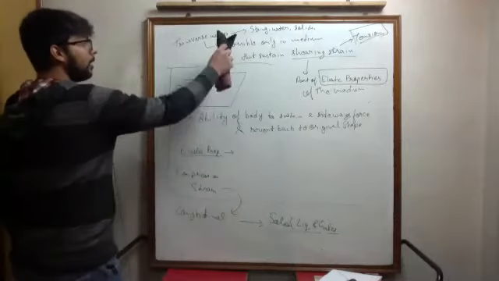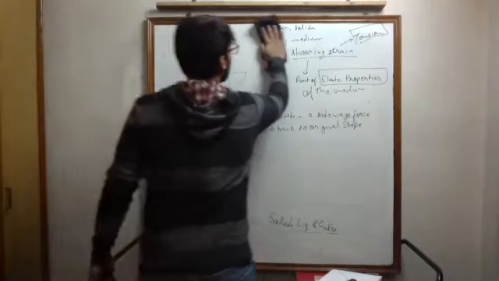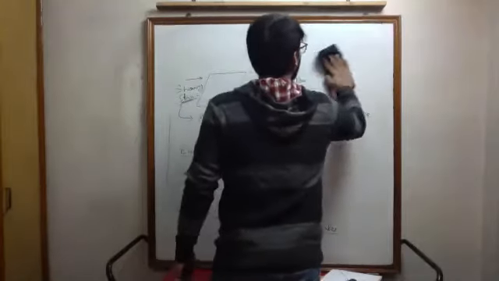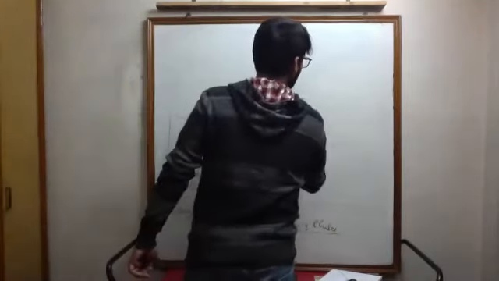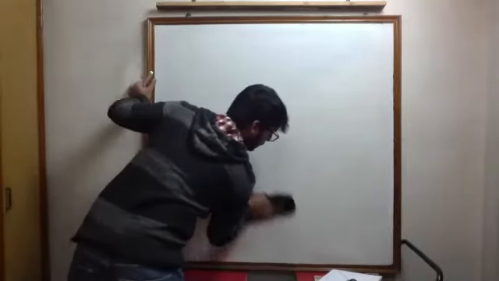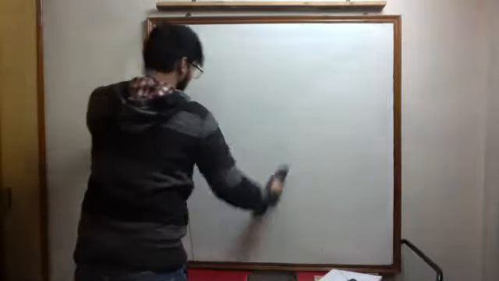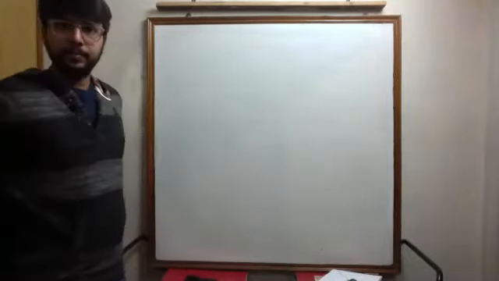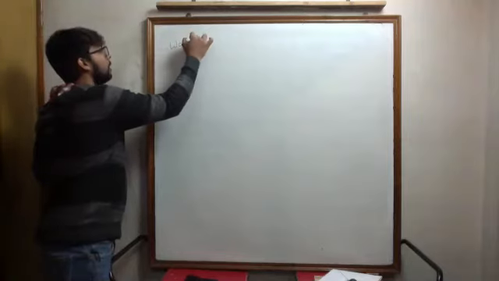Obviously, there are possibilities that transverse and longitudinal waves are present, both of them in the same medium as well. That is also a possibility, right? And the simplest example of both of them is water waves. Okay, let's see what water waves are.